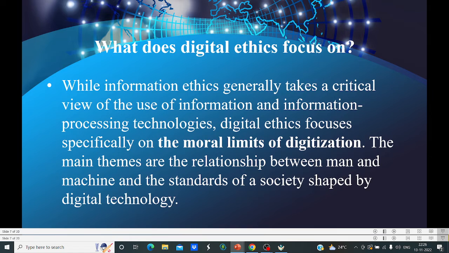What is the focus? It means we have to concentrate on the formation of digital ethics, while information ethics generally takes a critical view. There is critical analysis or critical view or reflective thinking that comes under the use of information. Technological and digital ethics focus specifically on the moral limits. There are certain protocols, some moral limits that have to be followed by the users, partners, as well as human beings. The main theme is the relationship between man and machine, through the process of digital ethics that shapes the society, as well as digital technology also.